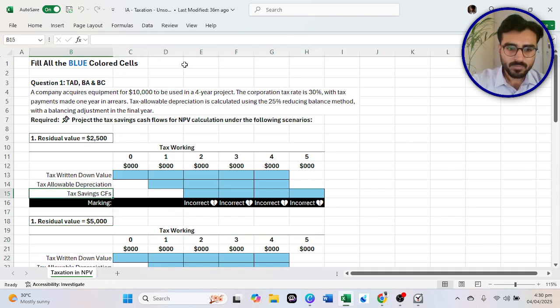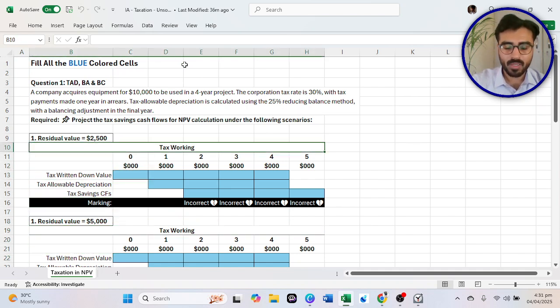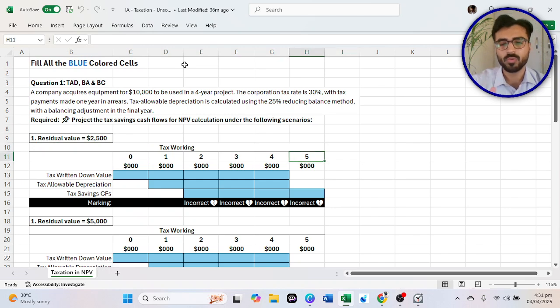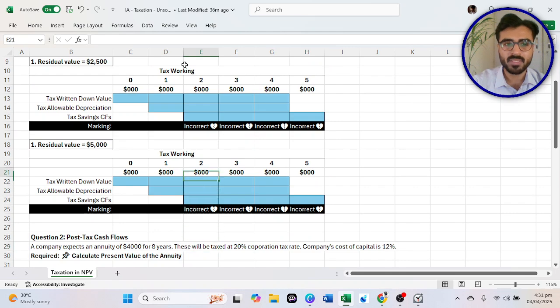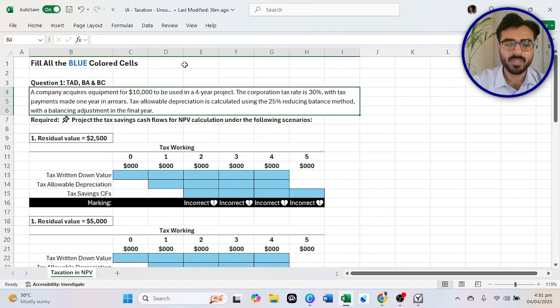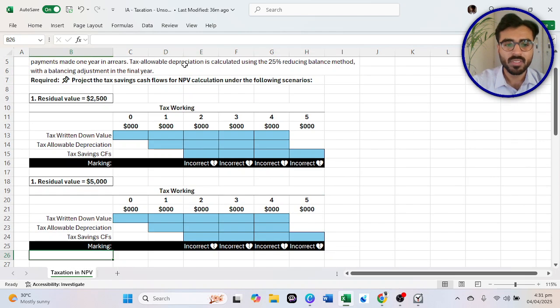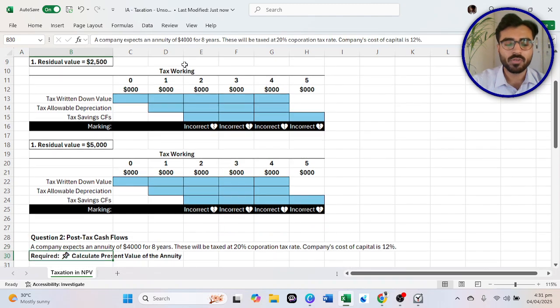This is a self-marking workbook, meaning that you cannot fill in any other cell, but you can only fill in the blue colored cells. It will automatically mark whether your answer is correct or not. So very good for practicing. So the first question is very similar to the one that I have just attempted on the practice platform. The question 2 is different.